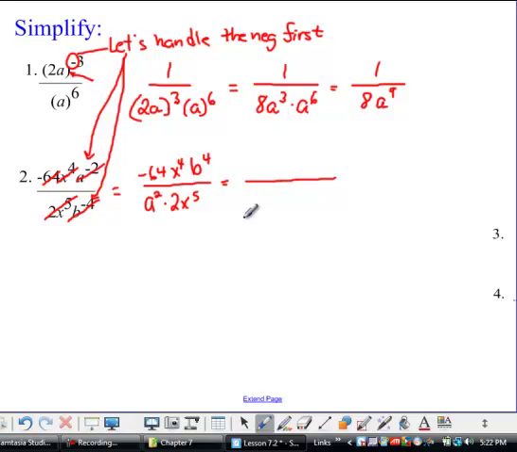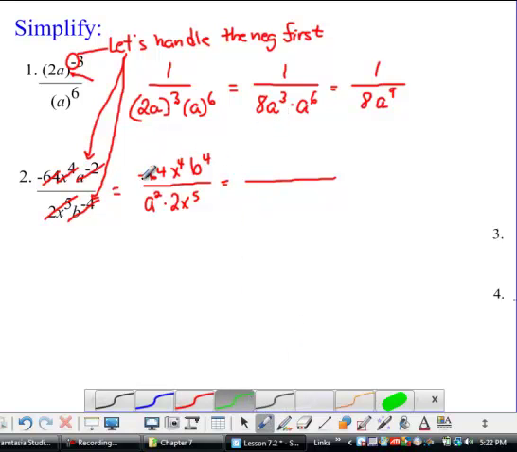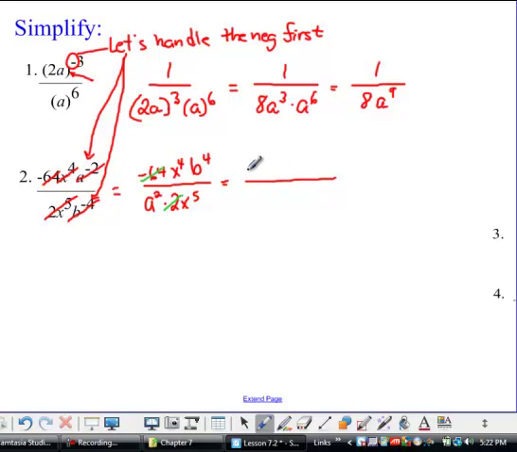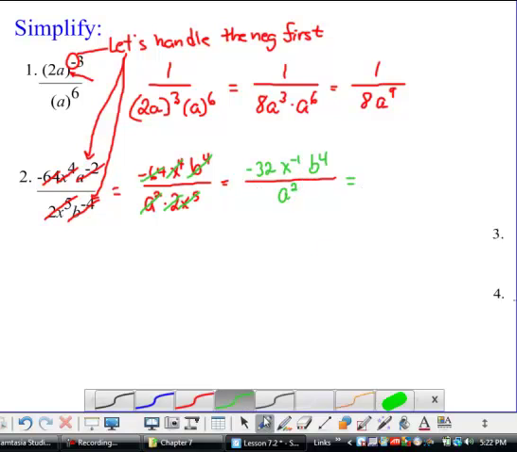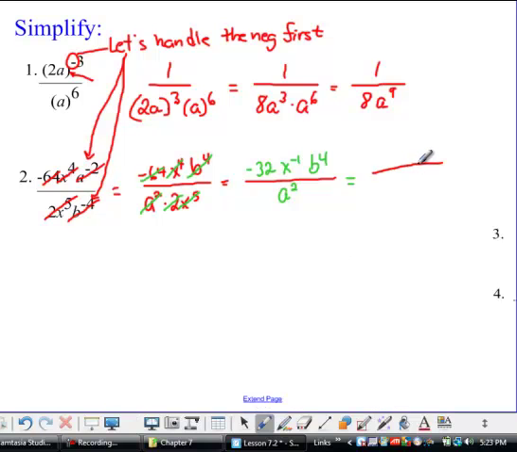Good, now we're ready to clean this up. Let's change colors here. Negative 64 and positive 2 can divide out to negative 32. X to the fourth and x to the fifth, if I subtract them, I get x to the negative 1. I'm going to hold on to that. This b to the fourth can stay there. And this a squared can stay there. But I have that negative exponent again, and negative exponents mean to flip. So the negative 32 is allowed to stay in the numerator. This x to the negative 1 has to go down into the bottom denominator. And then b to the fourth and a squared can all stay in their proper spot.